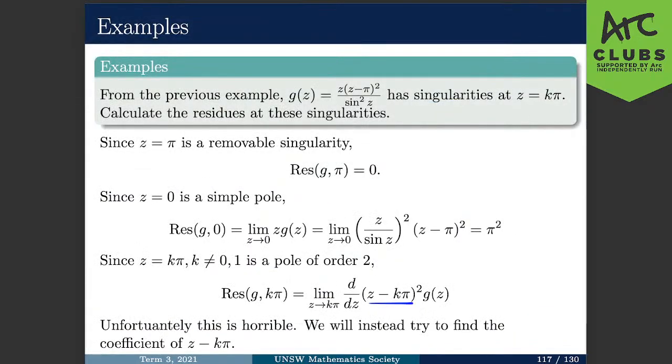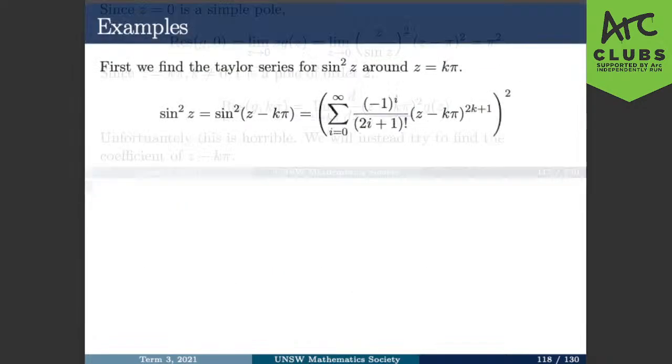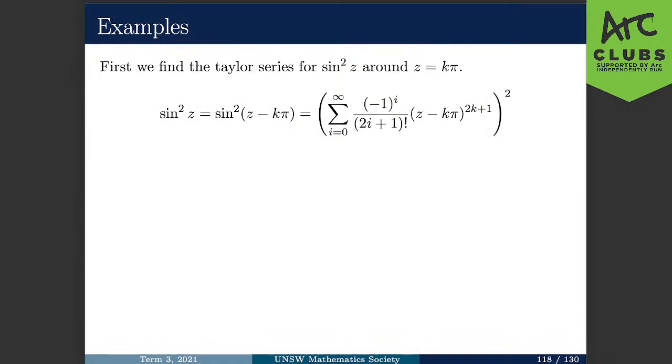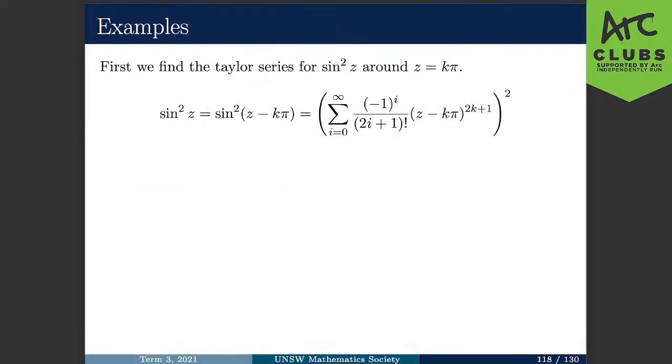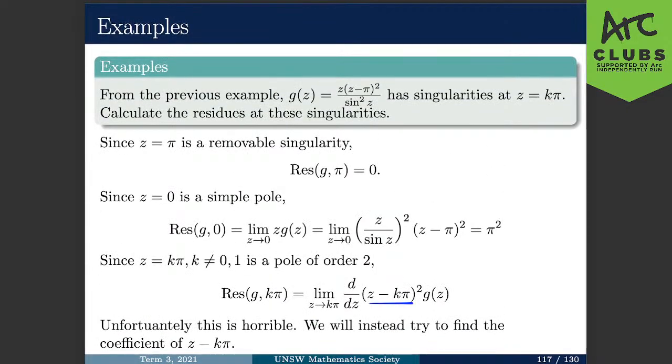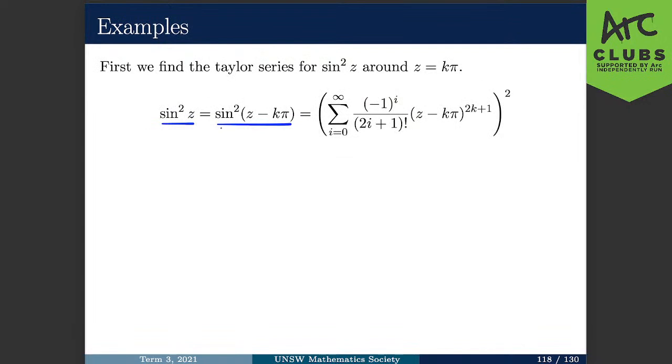So we now want to find c negative 1 for the Laurent series centered at k pi. The way we're going to do this is make use of Taylor series because that will make things easier. So this is the Taylor series for sine squared of z minus k pi. Obviously, you can get the Taylor series for sine squared z, that's on the denominator, but I noticed that sine squared z, we can just rewrite it like this. The reason we do this is because now we get a power series that is centered at z minus k pi, which is exactly what we want. That's why we did this. Sort of a trick here.